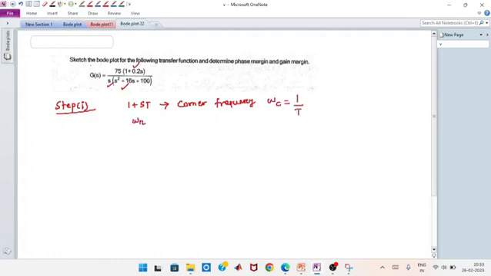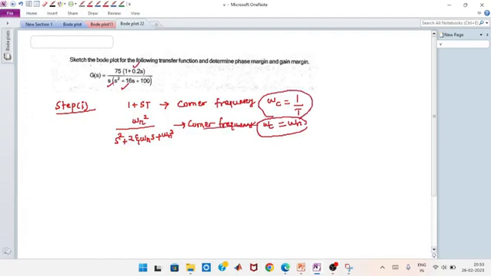Similarly, for the second order system, that is omega n square divided by s square plus 2 epsilon omega n s plus omega n square. This is the second order system. For this system, the corner frequency is dependent on the natural frequency. That is, omega c is simply the natural frequency omega n. You have to keep this in mind for proceeding with this problem, right? Now we'll go to the procedure as usual.